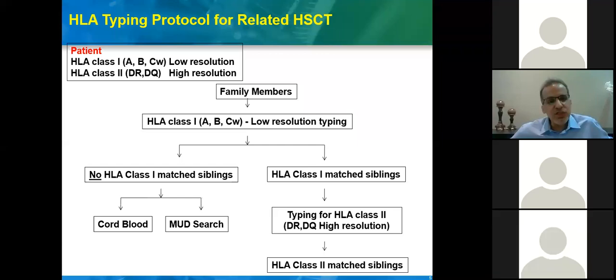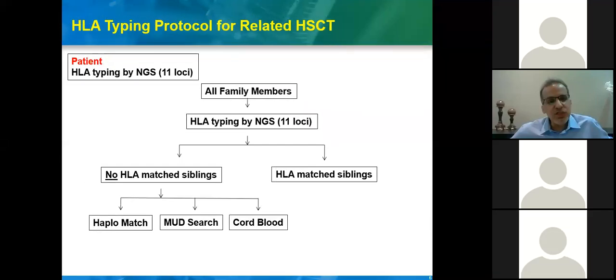But recently we moved to next generation sequencing, in which we type all of our patients and donors from the very beginning at high resolution for the 11 loci. Why are we doing it? Because the workflow is much faster, serving our patients in a better way. Plus, frankly speaking, the cost of HLA typing by NGS is really going down, which enabled us to do high resolution class 1 and 2 from the very beginning. The previous protocol was to save money because it was very expensive. Now the price is going down, and making only one pipeline makes it really cost efficient for us.